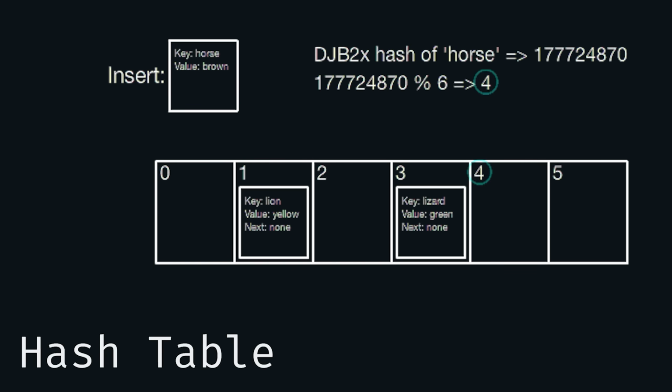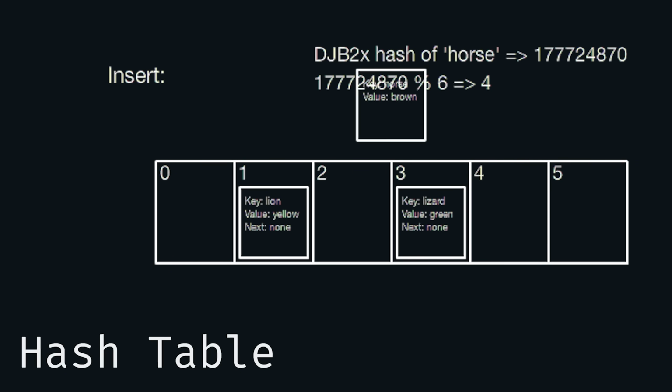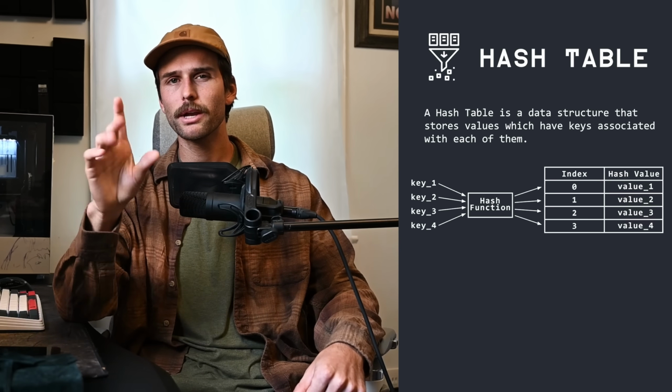Now a hash table. A hash table is a data structure that is used to store key value pairs. And because of that, it is very efficient as long as we know the associated key with whatever value we're trying to find. And the way it does that is via a hash function. But I'll talk more about that later.